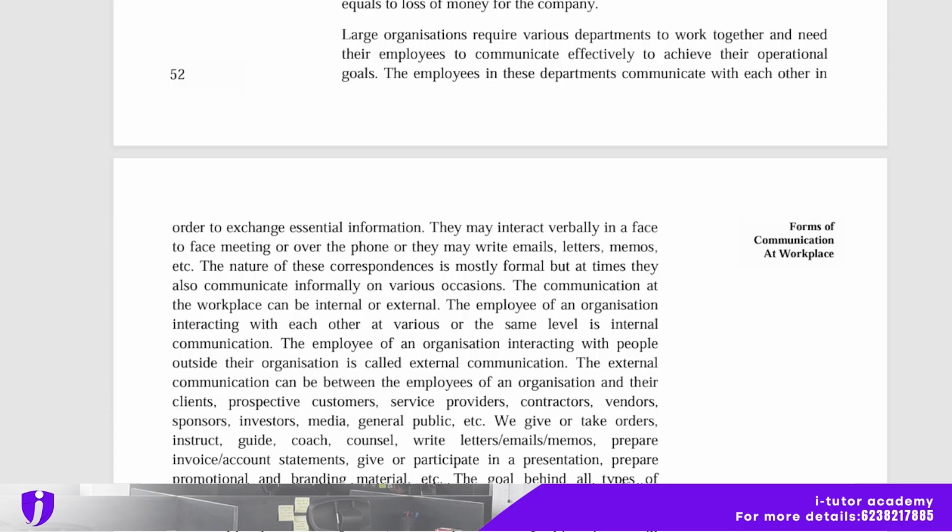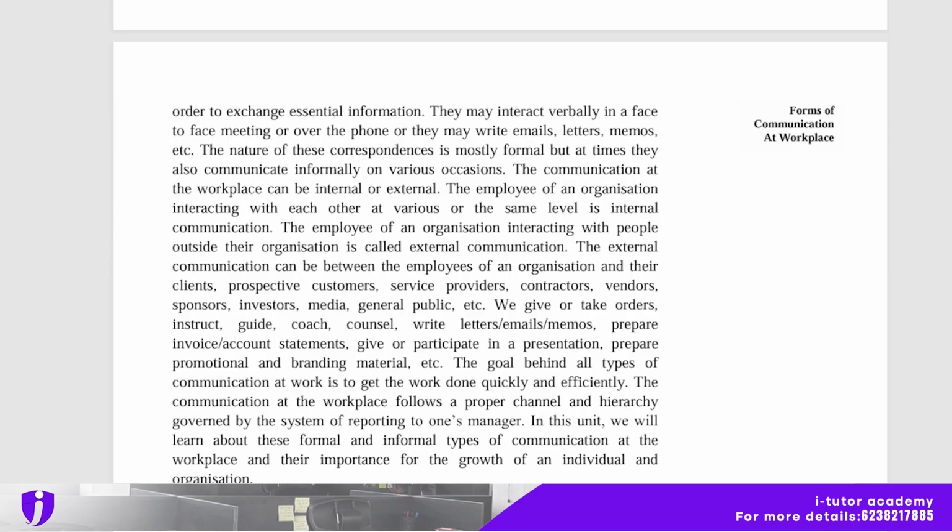Large organizations require various departments to work together and need their employees to communicate effectively to achieve their operational goals. The employees in these departments communicate with each other in order to exchange essential information, and they may interact verbally in a face-to-face meeting or over the phone, or they may write emails, letters, memos, etc. The nature of this correspondence is mostly formal, but at times they also communicate informally on various occasions.